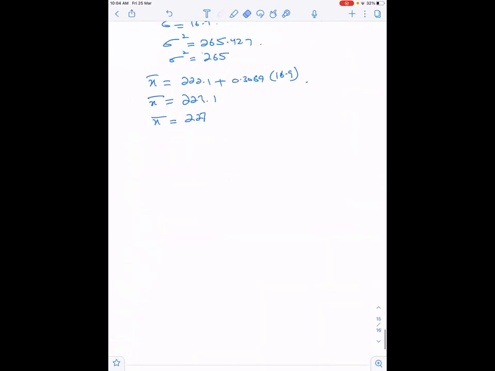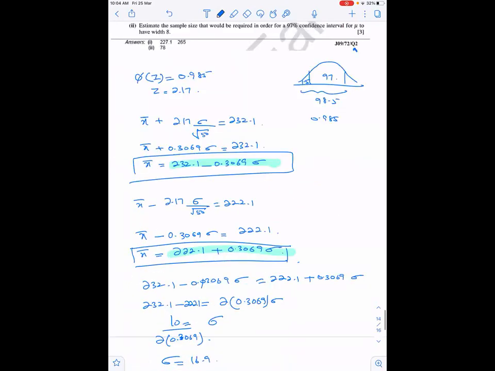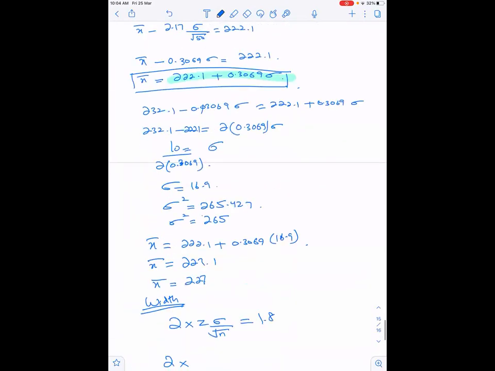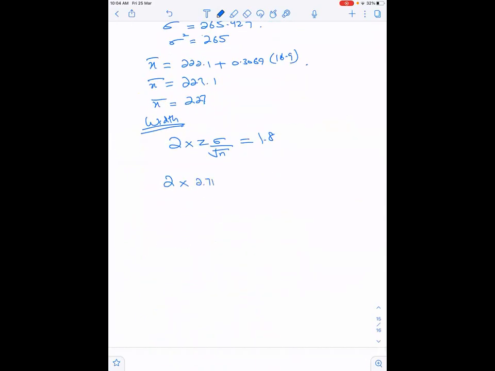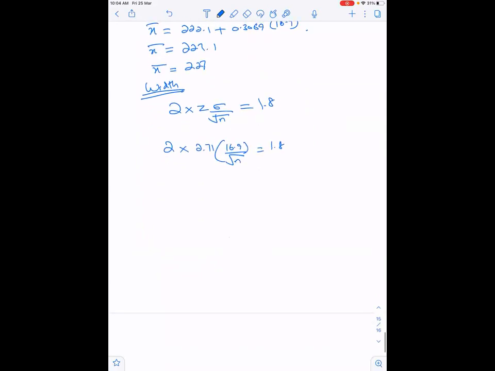If you remember the formula of width, I'm just revising it with you. Width is 2 times z into sigma upon square root of n. And this is 1.8 they are saying. So 2 times, they are saying 97% confidence interval, so obviously the same number, 2.71. Sigma we know is 16.9. Square root of n equals 1.8. We just have to solve this part. So I'm just multiplying these two, 16.9 by 2.71.